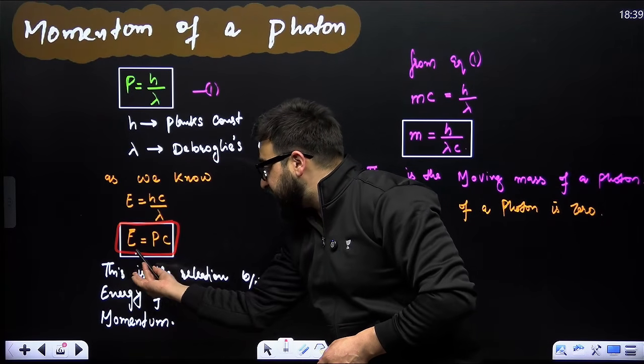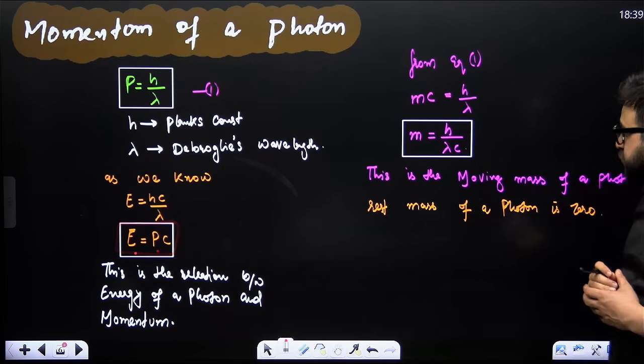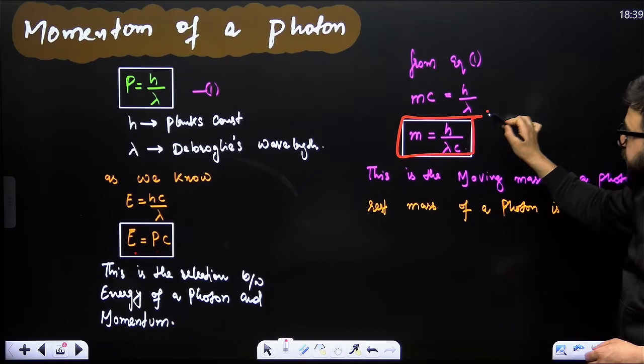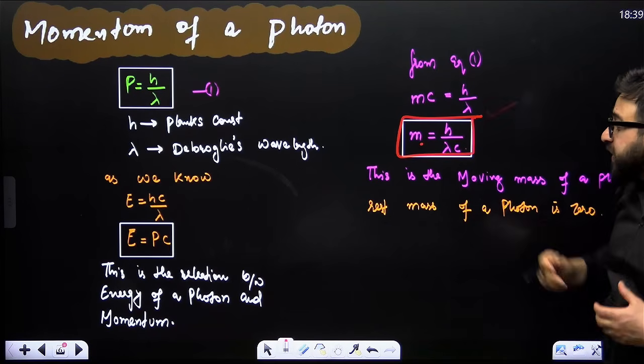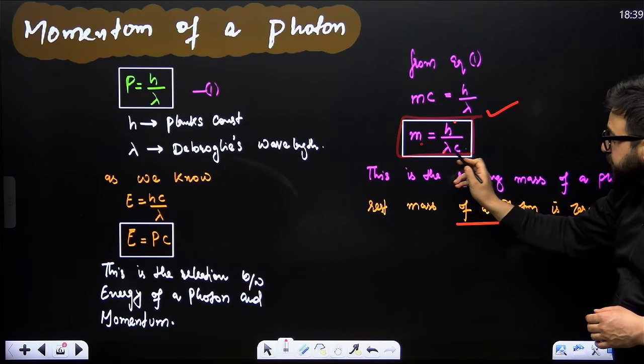This is the relation between energy and momentum of a photon: E is equal to P into C. This relation also I want you to remember. This is what we call the moving mass of a photon, because we say the rest mass of a photon is 0. It is h divided by lambda c.